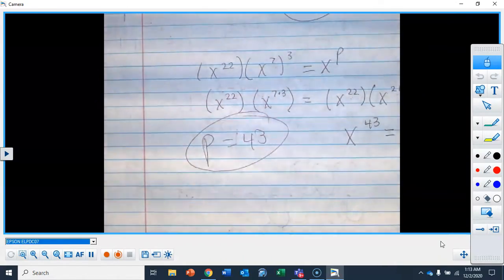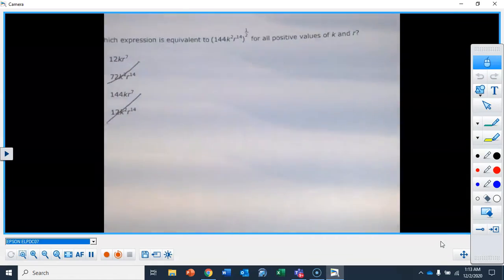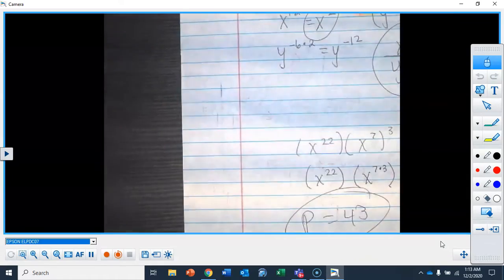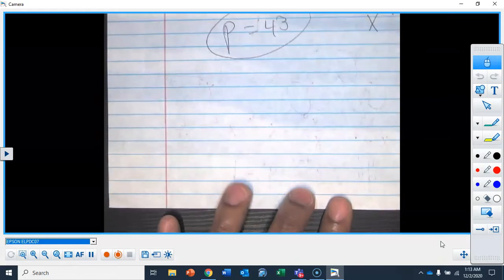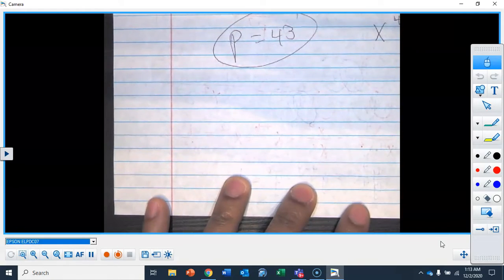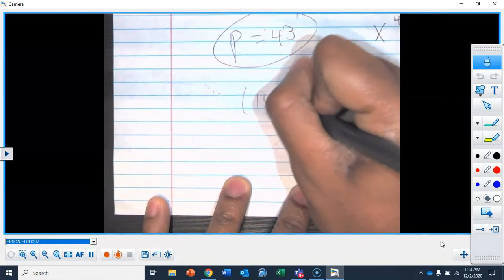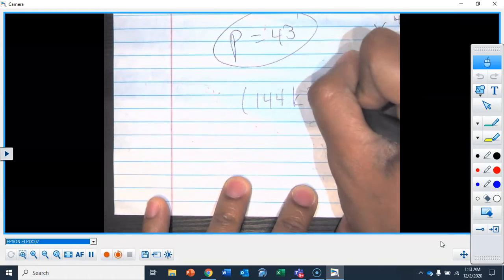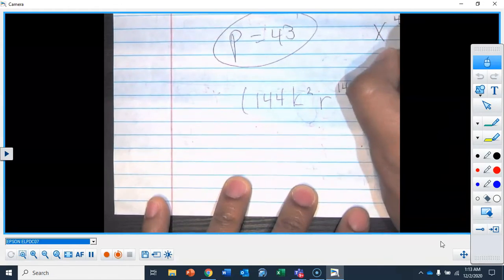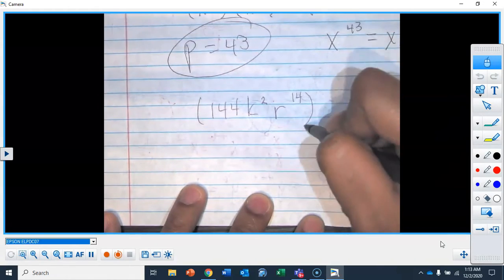All right, that's that. And I'm going to show one more, and then that's it for notes. Okay, the last one, this also was on the star. I'm just going to show it. Oh, I'm out of room. Okay, it said, which expression is equivalent, and they wrote this, 144, k to the second, r to the 14th, and it's closed, and they're raising it.